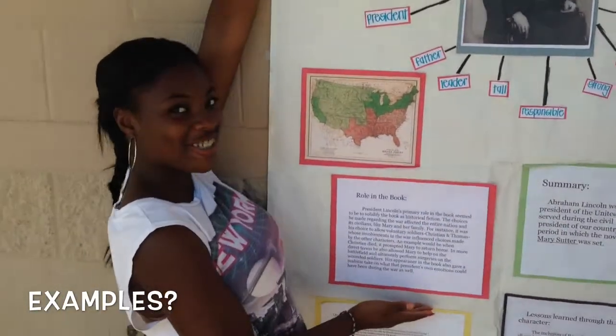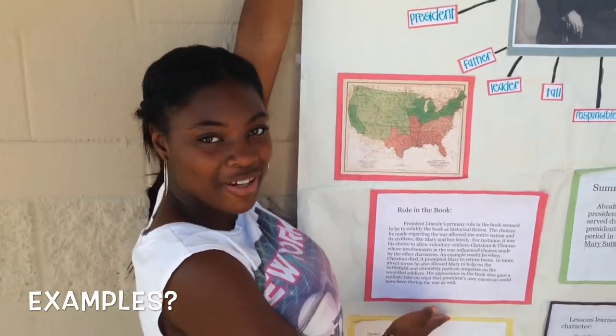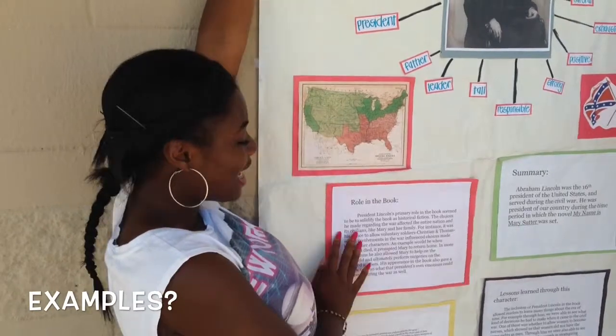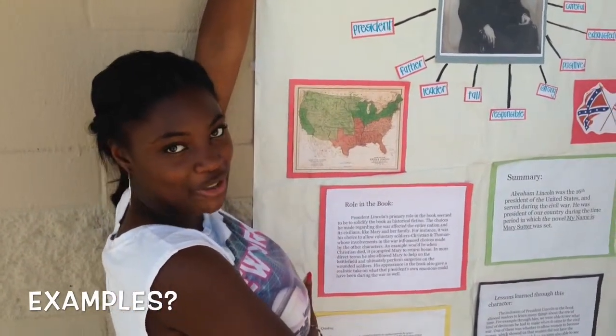For example, when Christian died, it urged Mary to go home. President Lincoln also allowed Mary to perform surgeries on wounded soldiers on the battlefield. His appearance in the book took a realistic take of what a president's emotions might be during an actual war.